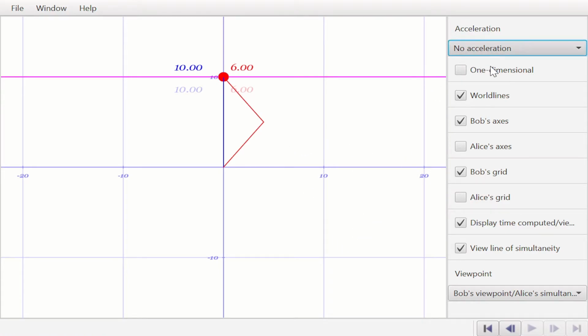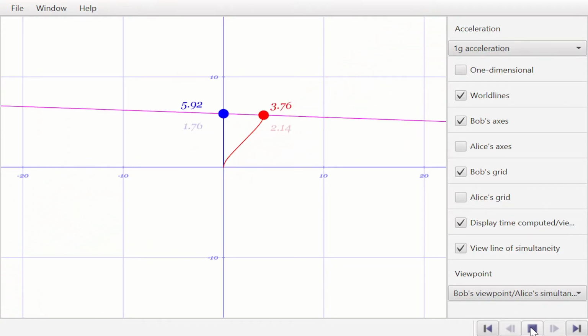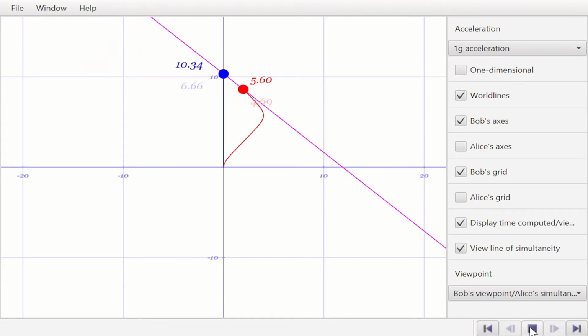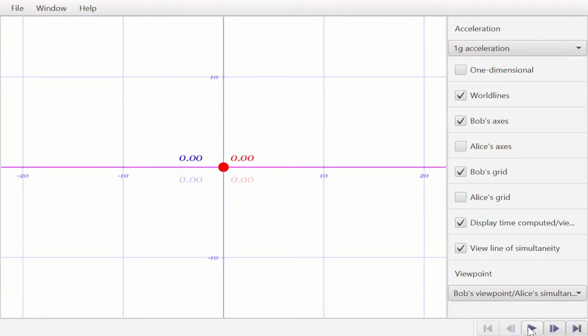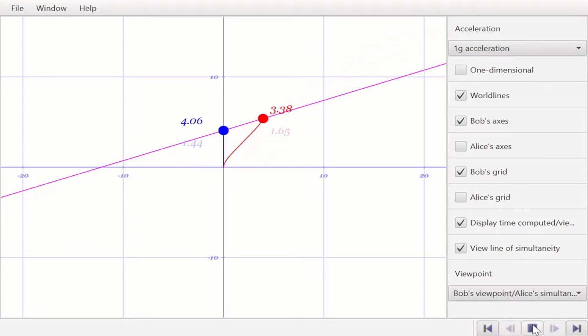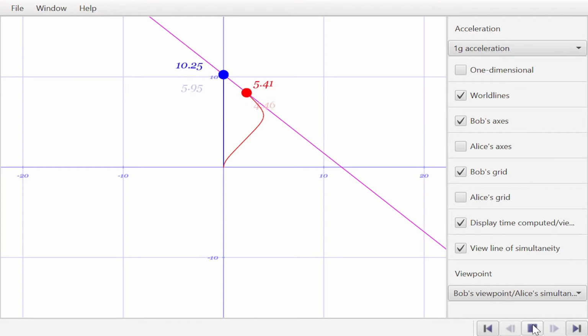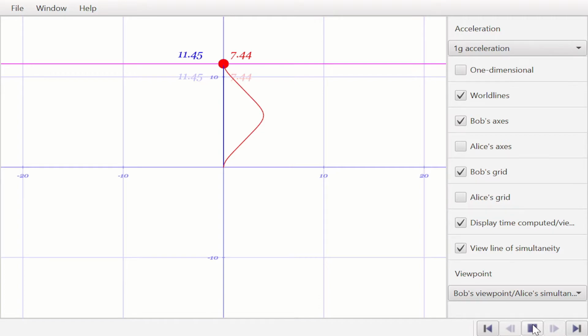The next thing I'll do is change to 1G acceleration. It's exactly the same problem as before, except now you get to see it without the weird unphysical events in the middle. Let me play that again. Here you can see that instead of instantly transferring between two times, the line of simultaneity kind of speeds up along Bob's world line.